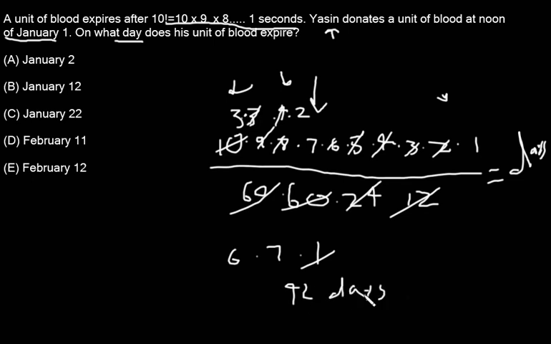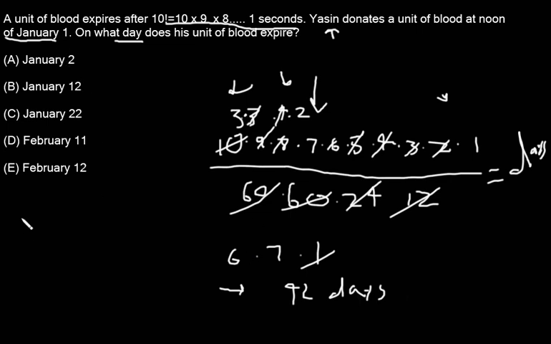And it's asking us on what day does his unit of blood expire? Well, it will expire after 42 days, because we just did our math right here. And it's not asking us 42 days including January 1st, it's saying 42 days after January 1st, because it's not including the time that it takes right here. So don't get confused by that.